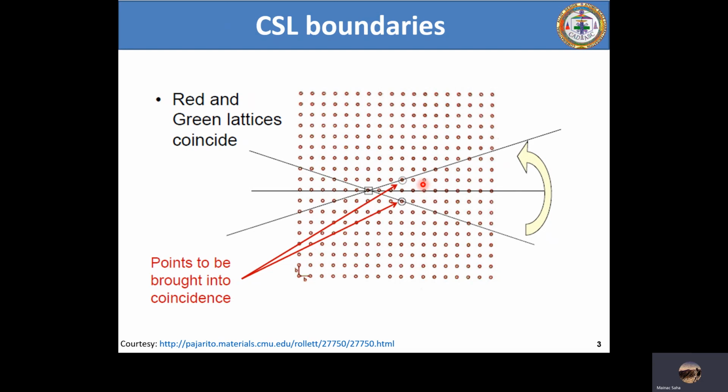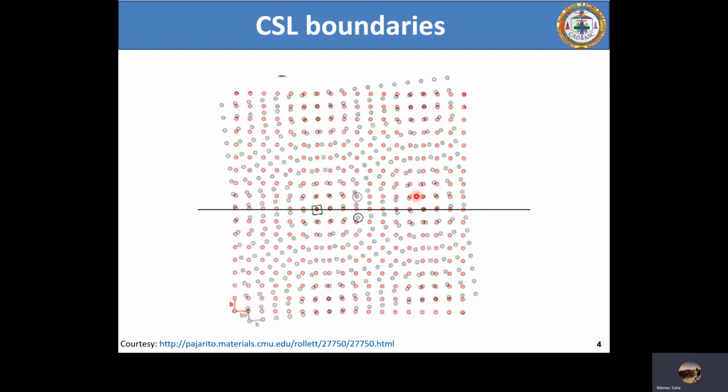Normal to the plane of the screen. So what we see now, if you go to the second slide, is very clearly that the red lattice points are shifted with respect to the green lattice points. Although these two lattice points are nearly in the same position, at this spot the red and green lattice points are nearly coinciding, but they are shifted.